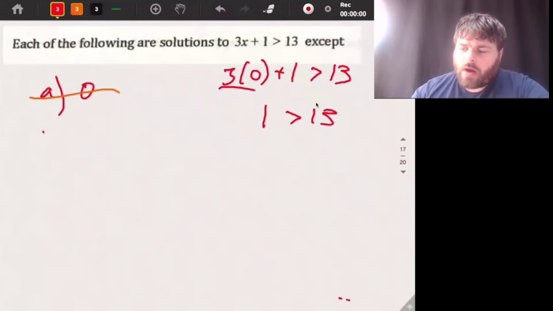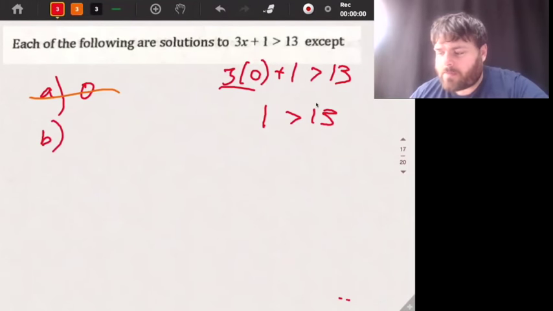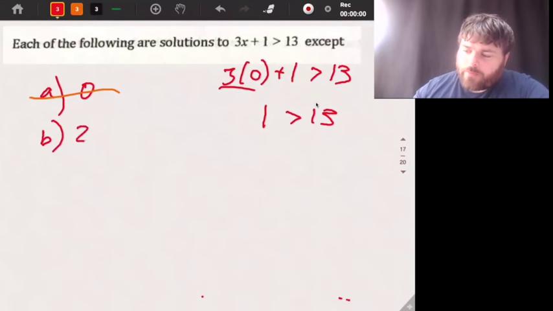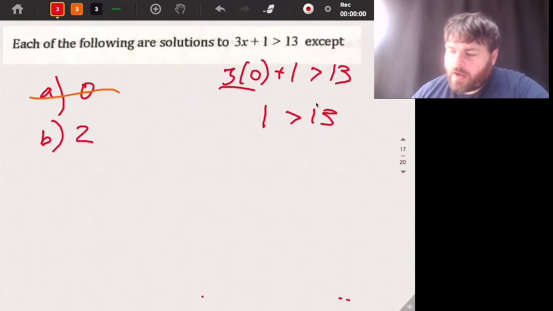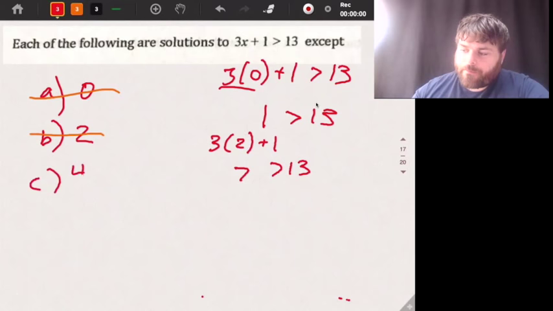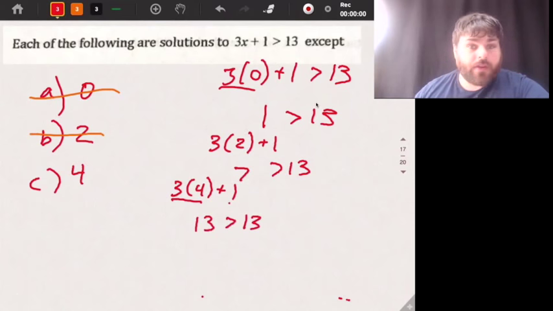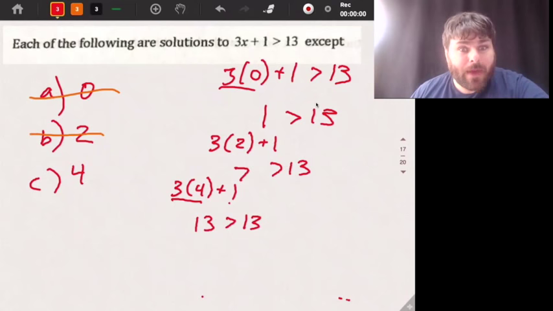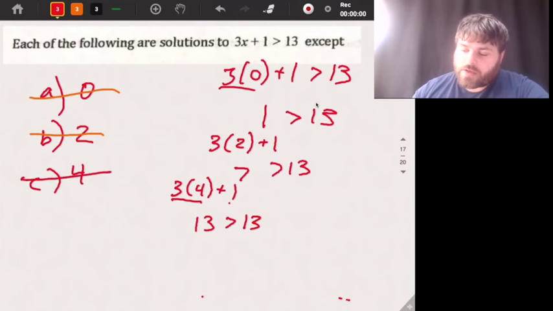Remember, solutions are numbers that when we plug in, they say something true. What about 2? Okay, when we plug in 2, we get 3 times 2, that's 6. Plus 1 is 7. Is 7 greater than 13? No. So that means that's not a solution. Okay, what about 4? 3 times 4 plus 1, that's 12. Plus 1 is 13. Is 13 greater than 13? No. It has to be bigger than 13. It's not allowed to equal 13. So 13 is not bigger, so that is not a solution.